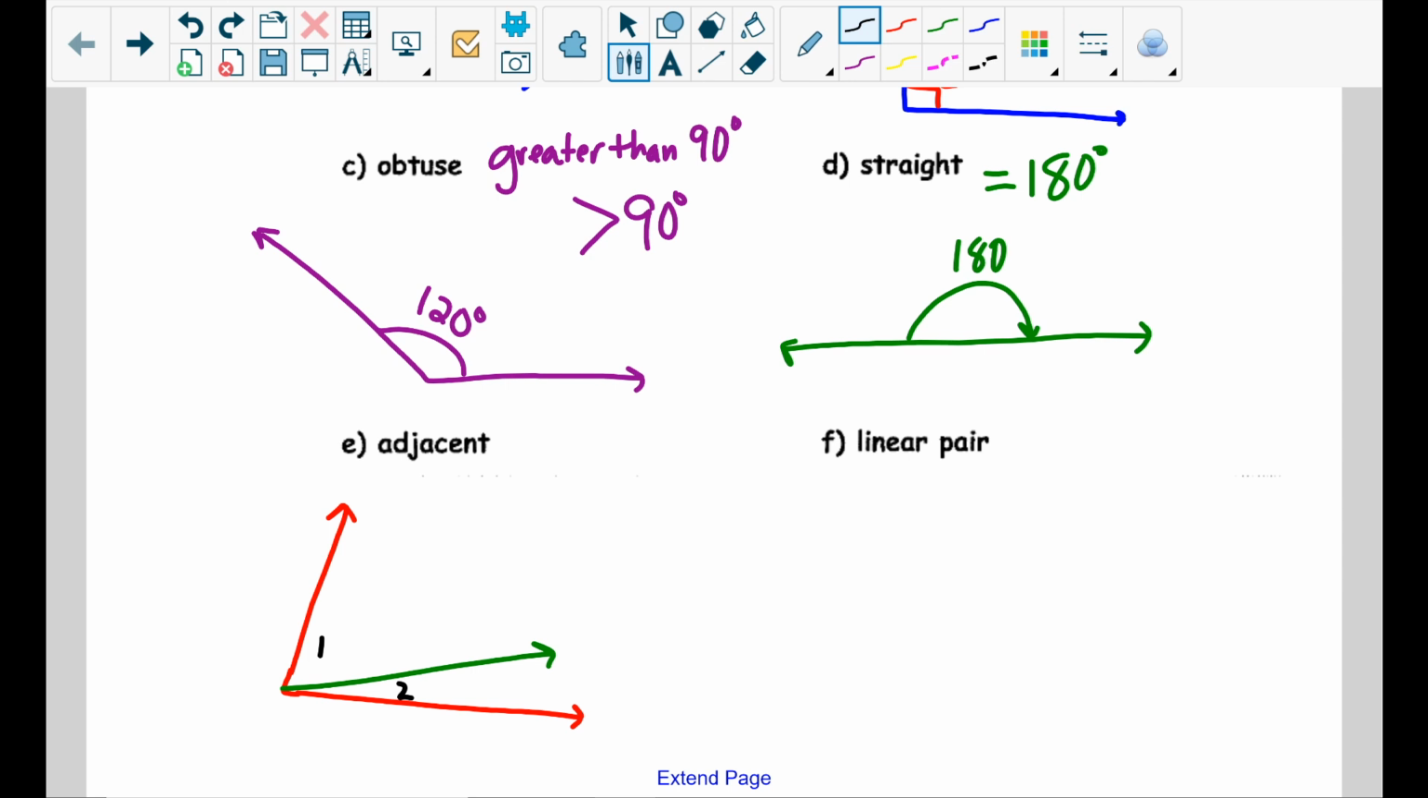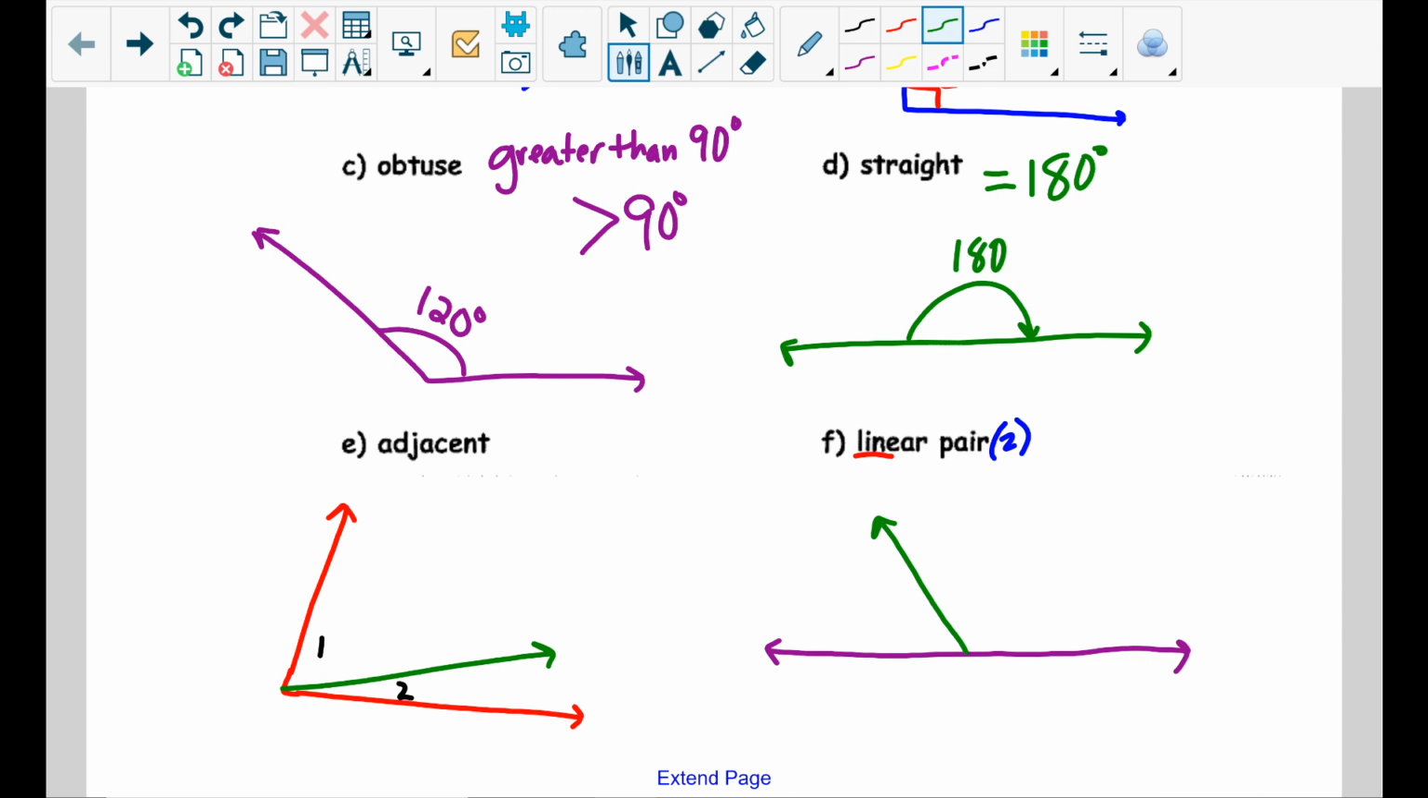Letter F. Linear pair. What's a pair mean? Yeah, two. Pair of pants, you got 2 legs. Pair of socks, you got 2 of them. Pair of shoes, you got 2 of them. So pair is 2. So linear pair, linear, what do you think linear means? Line. So linear pair, it's 2 angles that make a straight line.